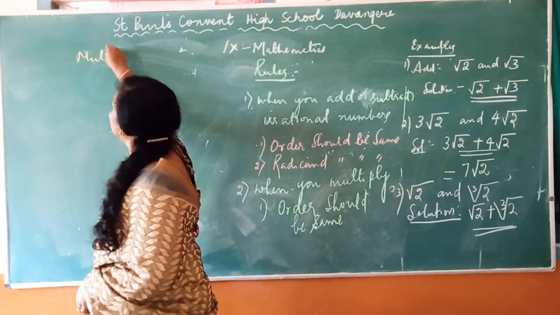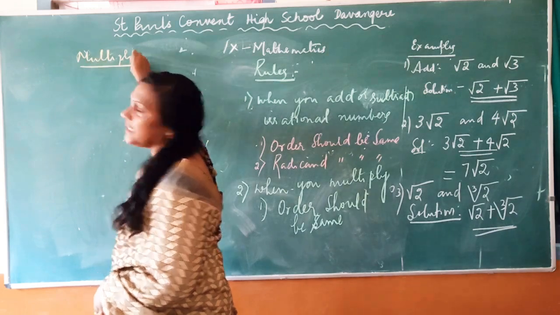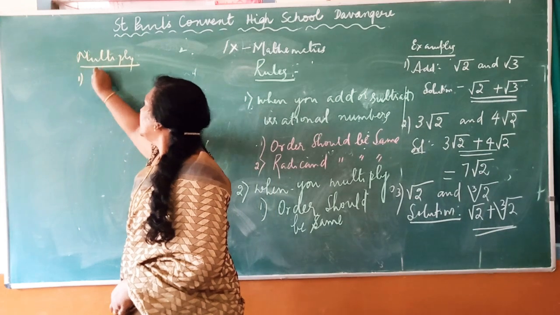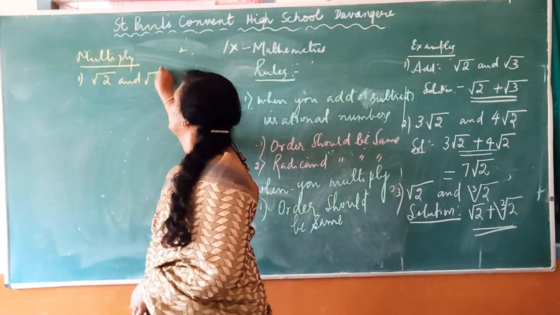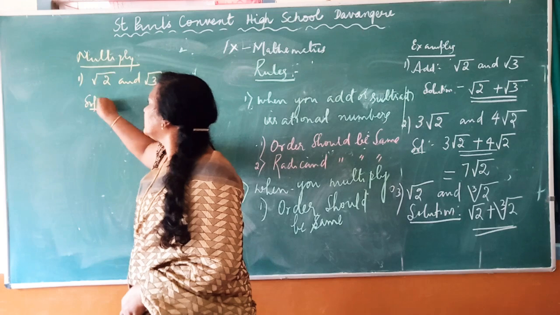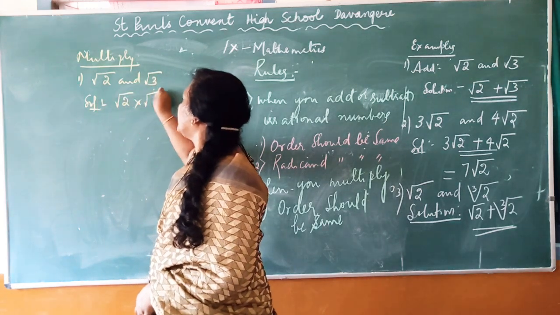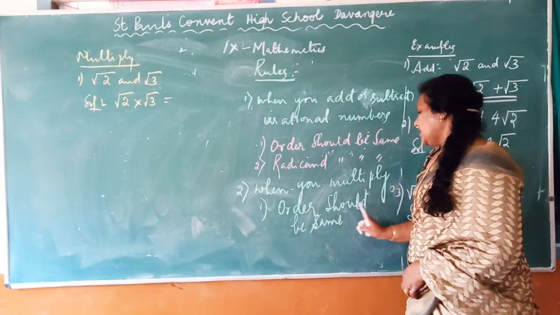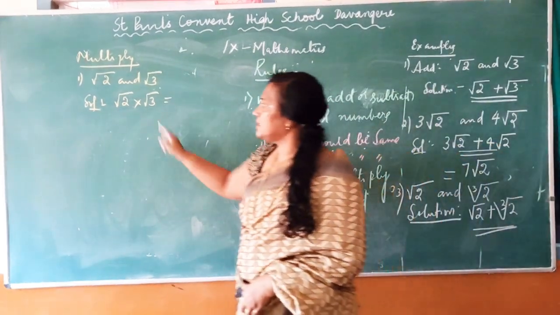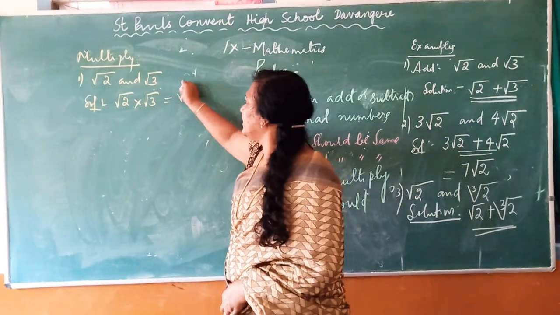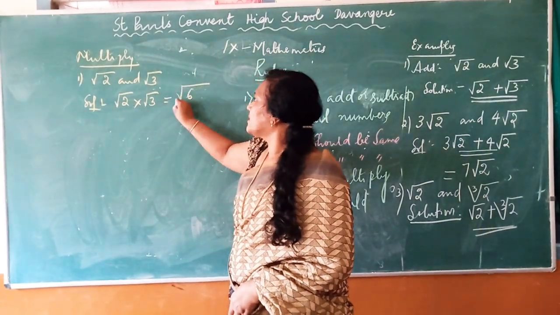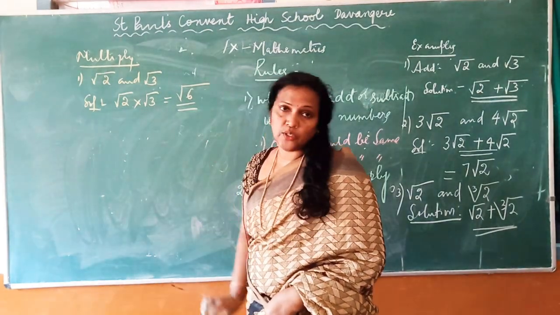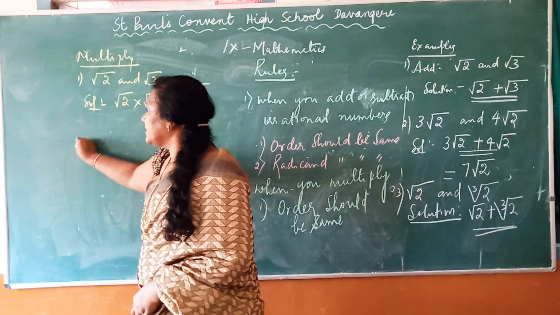Multiply. The same examples which we took for the addition. Root 2 and root 3, root 2 into root 3. For the multiplication, the rule is the order should be same. Check the order is same. Then I can write 2 into 3 is 6. The only thing they ask here is that the order should be same. The second example.